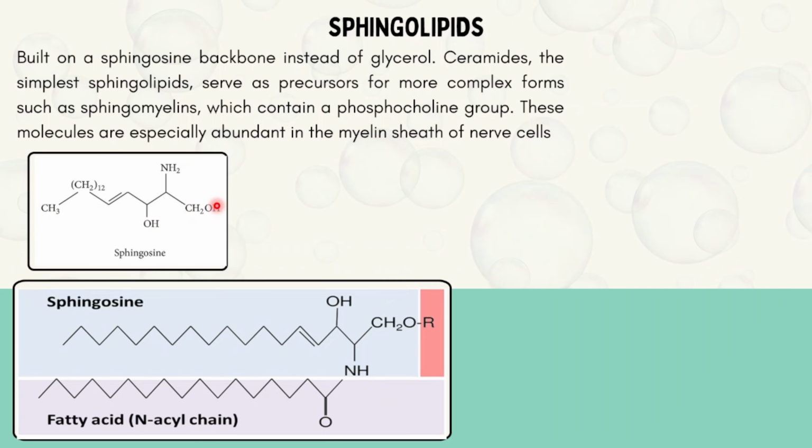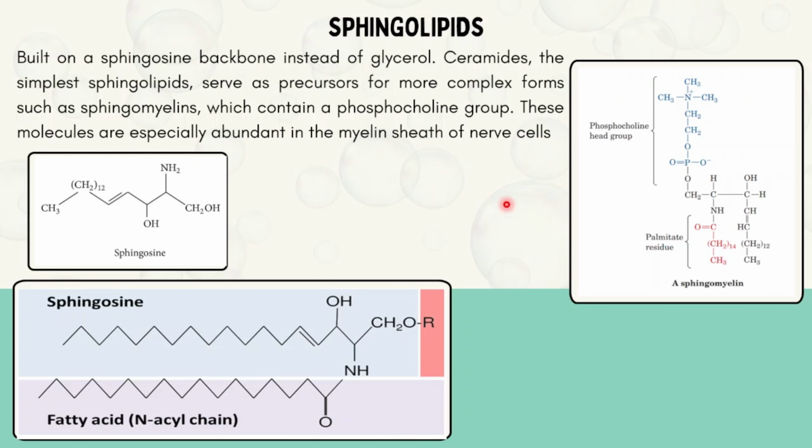Now we'll go on to sphingolipids, which are built on a sphingosine backbone rather than glycerol. So this is the structure for sphingosine, but as a backbone, it would have a group replacing the hydrogen atom here and a fatty acid moiety replacing the hydrogen atom here.